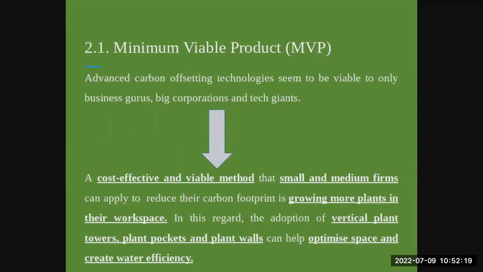A cost-effective and viable method that they can apply is to grow more plants in their workplace. As we acknowledge that not all organizations have the special space to execute the idea, we recommend them to adopt vertical plant towers, plant pockets, and plant walls, which can help them optimize the space and are also beneficial in terms of water efficiency.